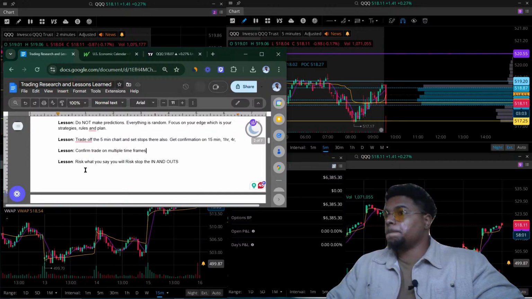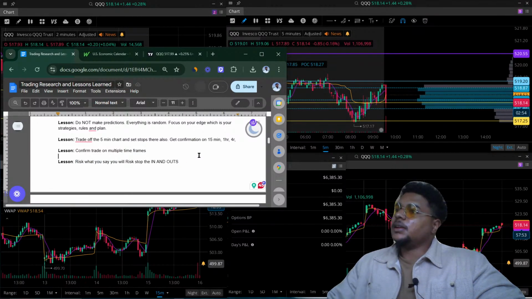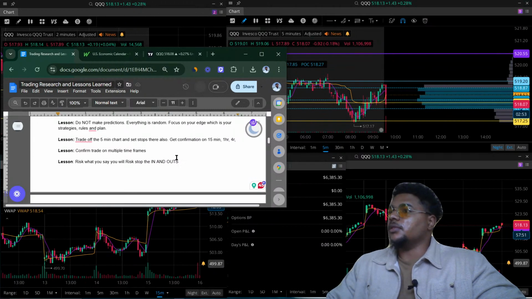So if I say I'm going to risk 100, I have to risk 100, right? I know if it's going against me, I can always decide to come out, but sometimes it can be troublesome to have too tight of a stop, and it'll stop you out and then go in your direction. So just risk what you say you're going to risk. Confirm the trade on multiple time frames, yes.